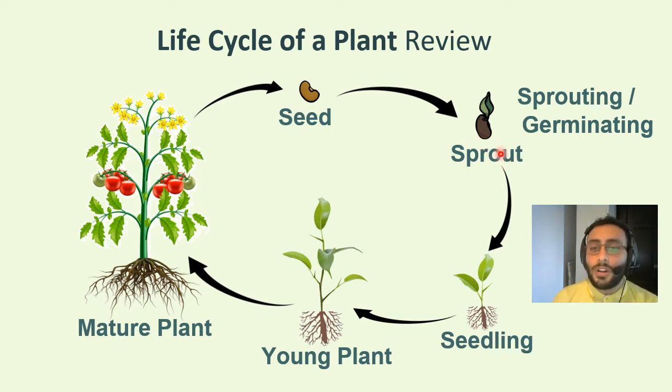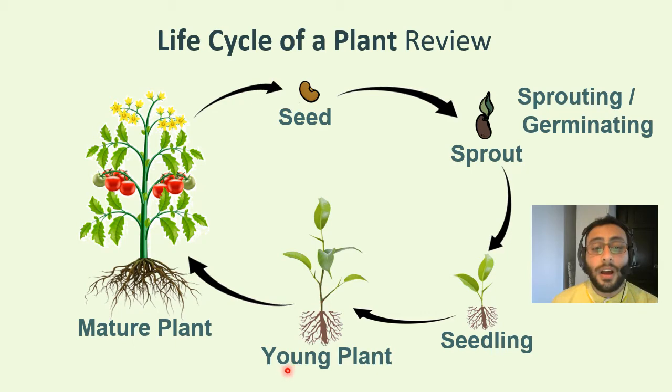Now, when the sprout is still in good condition, good soil, water, sunlight, everything is perfect, it will start to grow leaves. It will start to have a stem. It will start to have roots. Then it becomes a seedling. Seedling grows bigger and stronger. It will start to have more leaves. The roots become stronger. The stem becomes stronger.